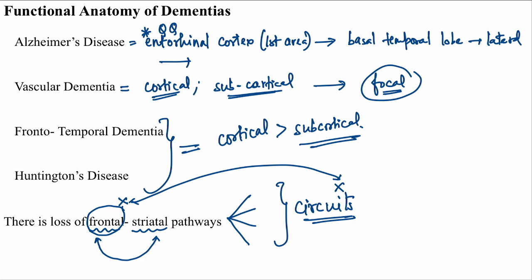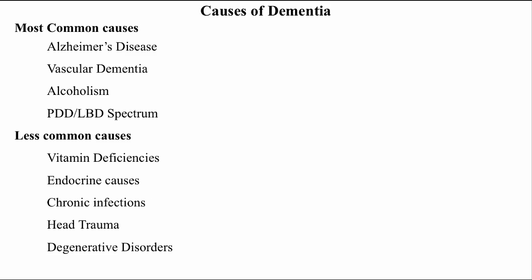So coming on to the next slide, what are the causes of dementia? I have divided, there is a very huge table in Harrison's, but I have picked up the important points, and I have divided those points into a few causes, like the most common causes, and a few less common causes. We must remember the most common cause of dementia is Alzheimer's disease. It is the most common cause.